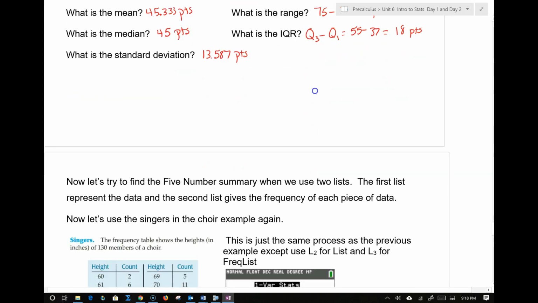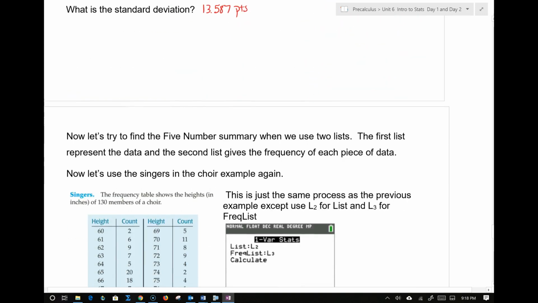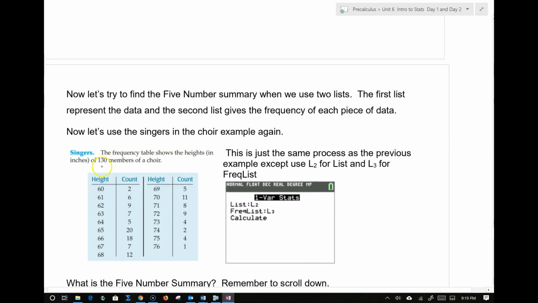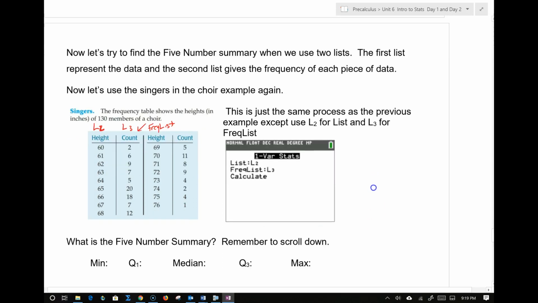But again, you can do this with 2 lists, where remember your first list is your data, and then the second list tells you how many times that piece of data shows up. So basically, this would be your list 1, this would be list 2, and this would be list 3. This is called the frequency list. But it's really doing the exact same process that we did for one list. So your initial start does the same thing.